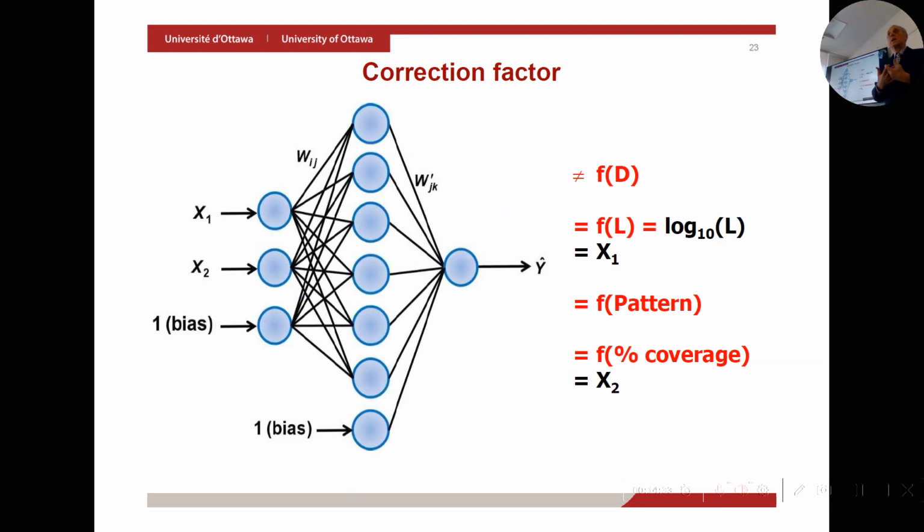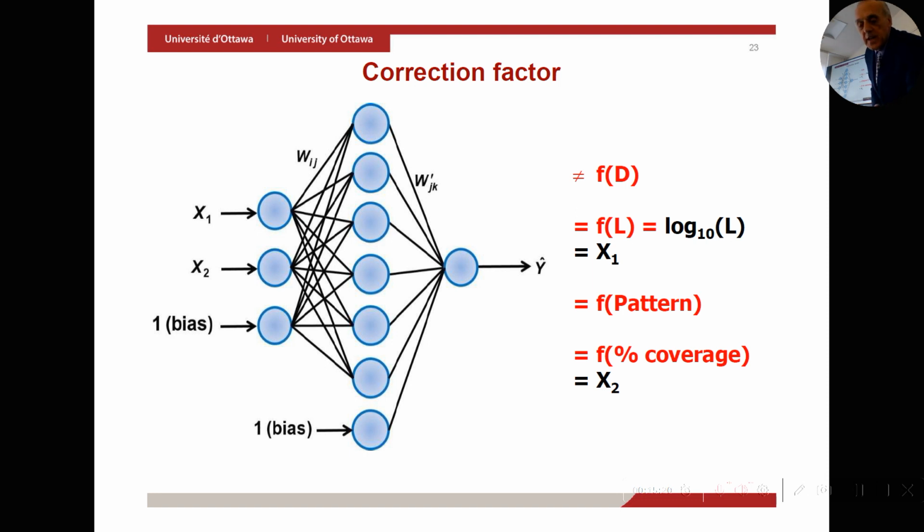So what we did was we took a neural network in which we know that it's a function of the length. Because the length goes from 100 microns to about 1 centimeter, we take the log base 10 of it as an input to the neural network. That's the first one, x1. We're also going to take the coverage because it's a very important parameter. We did not use the pattern inside the model for the moment because it's difficult to characterize the pattern as an input. It's not a very strong function of pattern, but mostly of coverage and thickness.